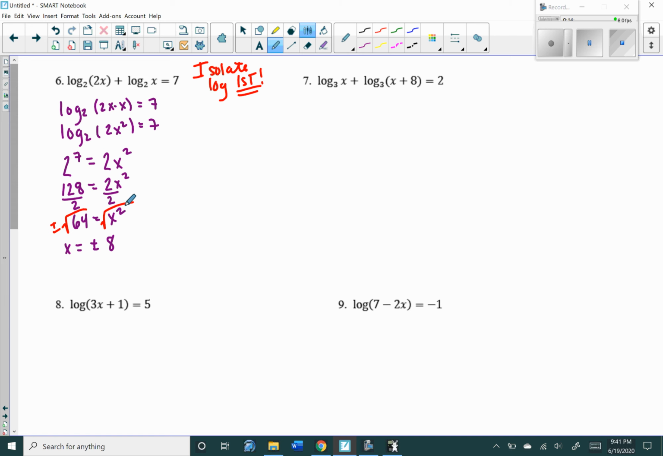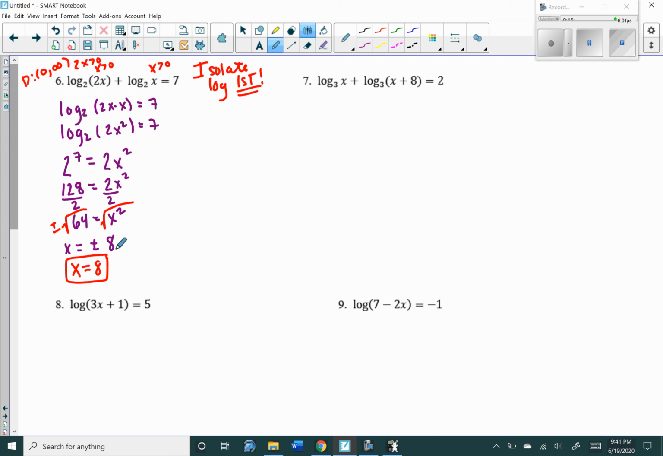So if we look at the domain of this right here, 2x has to be greater than 0, so x has to be greater than 0 over here, and here x has to be greater than 0. So the domain is from 0 to infinity, which means that the negative answer would not work. So the only answer is x equals 8.